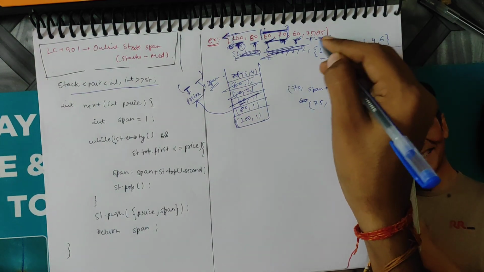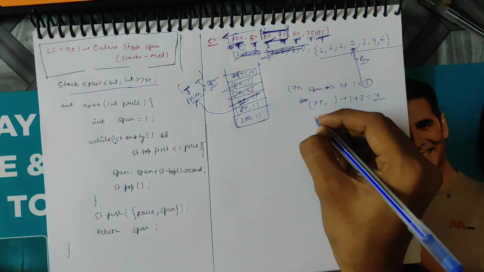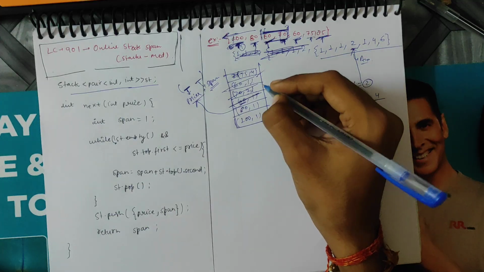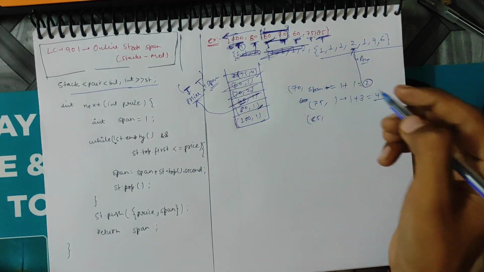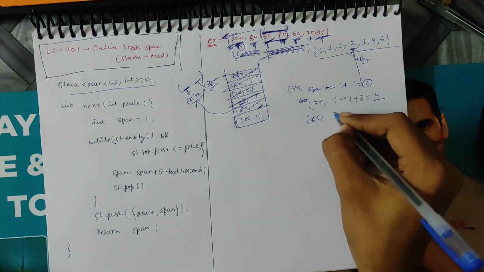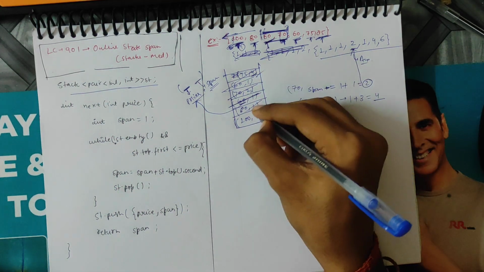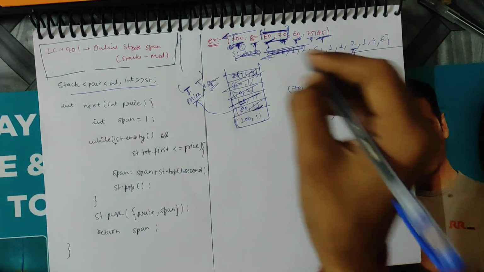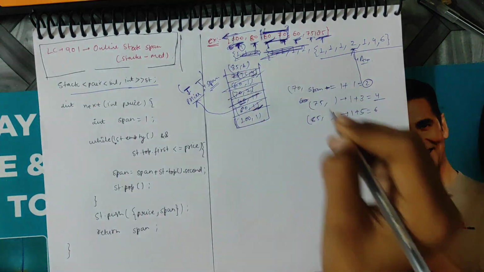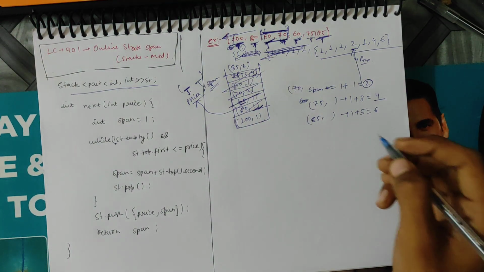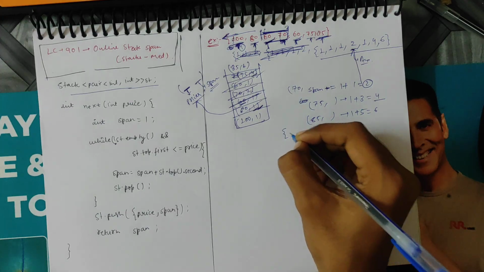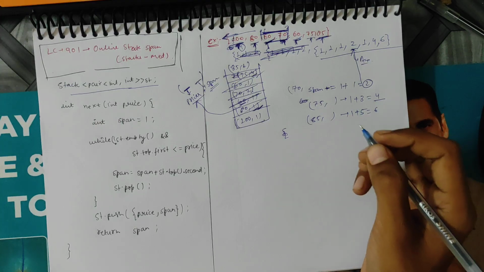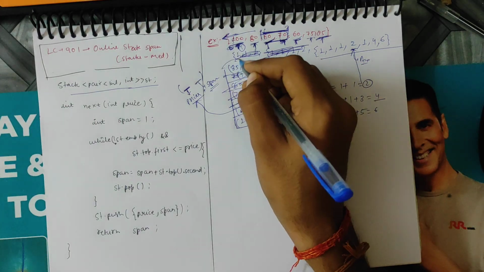Now we move to 85. Again for 85, how many elements are lesser than 85? 75 is lesser and 80 is also lesser, so we pop these elements out, and 85 gets 4 from here and 1 from here, so 1 plus 5, 6. So we store 85 comma 6. Now the stack part is done.